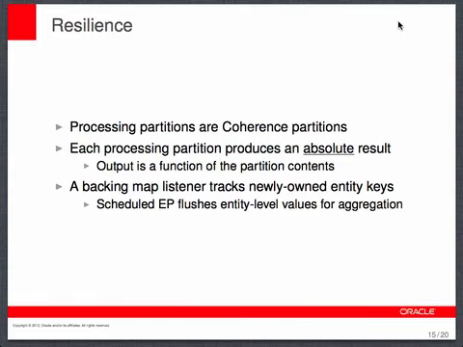So this is how we go. Our processing partitions are Coherence partitions. The first thing we do is make sure that each processing partition produces an absolute result. That means that if we fail over and a new node calculates a new result for that processing partition, the total result is consistent, or at least eventually consistent, after a new value has been published. And then within the nodes that are receiving new partitions, we use a backing map listener to track that event.